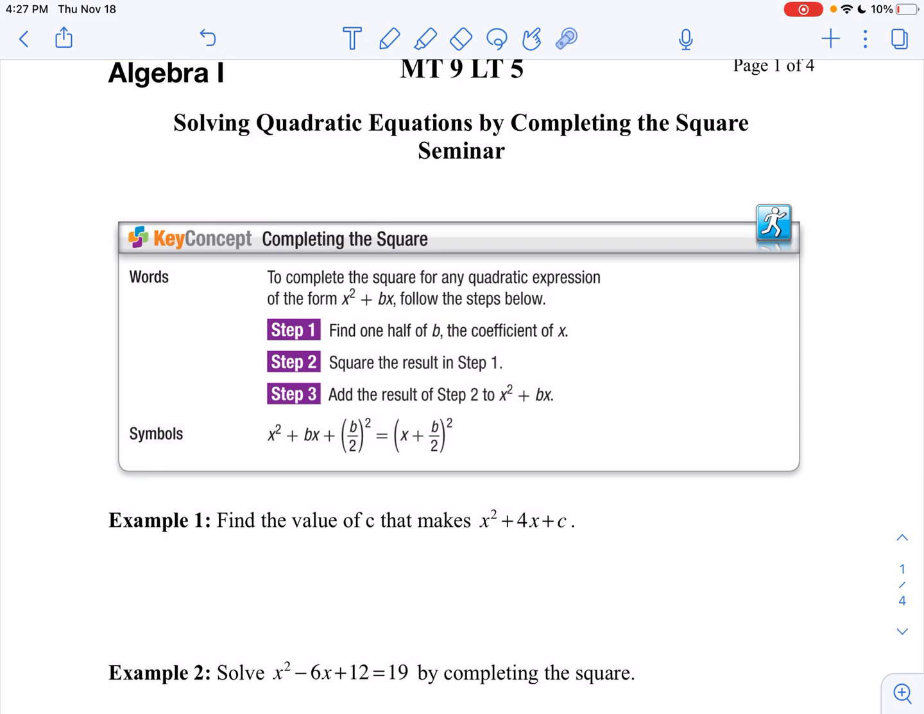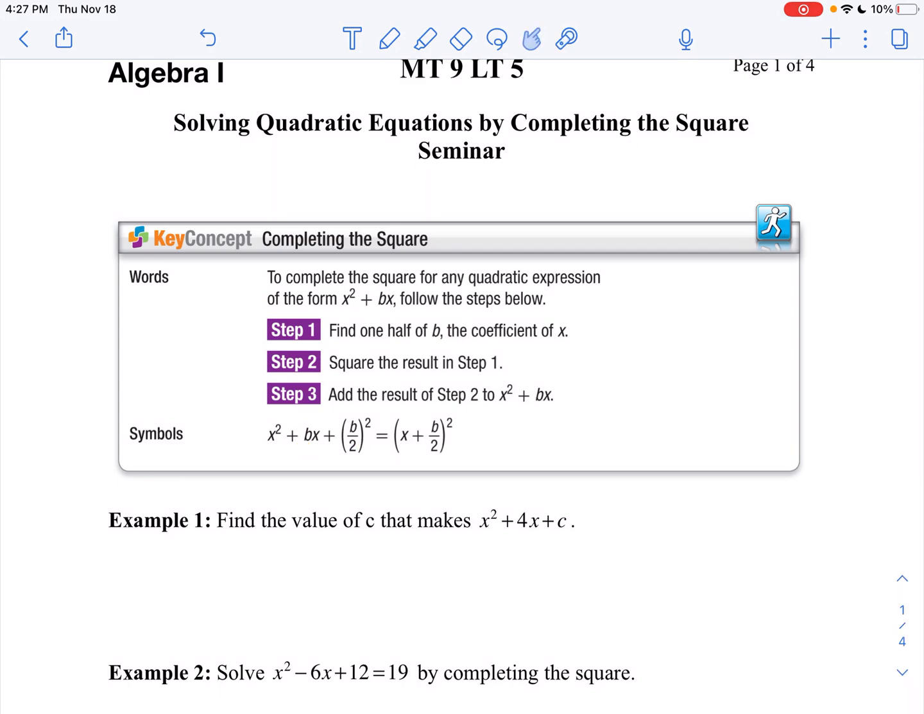As a review, if you have a perfect square trinomial, my last term, my constant term, is going to be half of my middle term squared. So what I do to make it a perfect square, I'm going to take half of my middle term, and I'm going to square that.